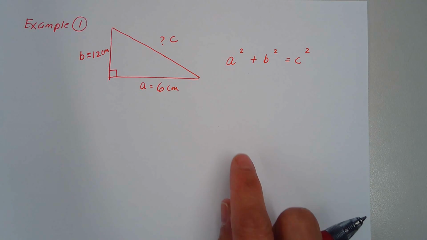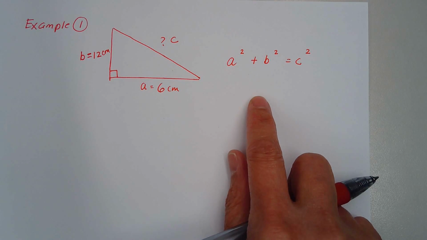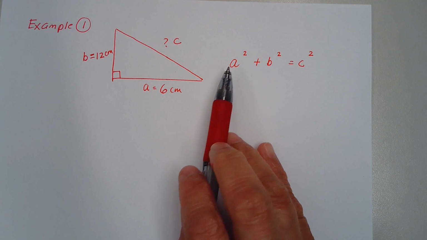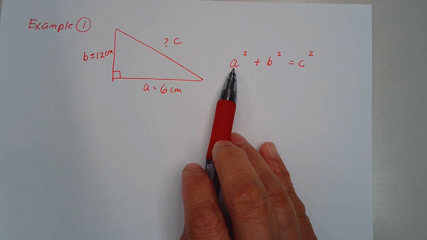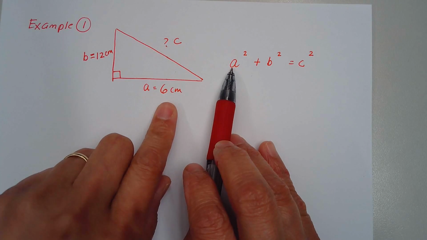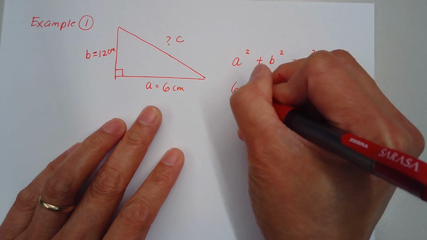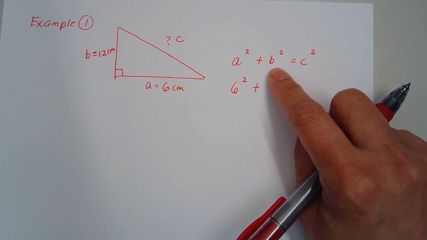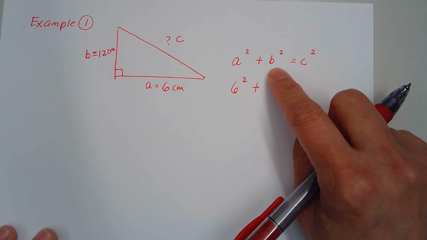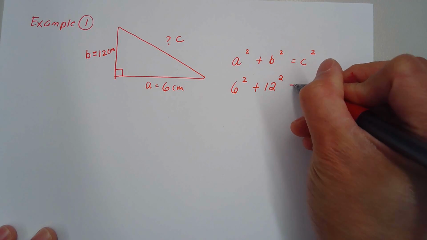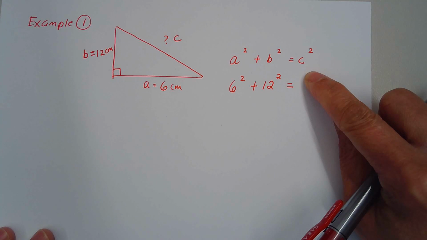What's the next step? We're going to replace the values into the equation. So what do we replace the A by? 6, right? So we're going to replace A by 6. It's called substitution. So this is going to be 6 squared plus B. What can we replace the B by? 12. So it's going to be 12 squared. What do we replace the C by? We don't have it, so we're just going to call it C squared.